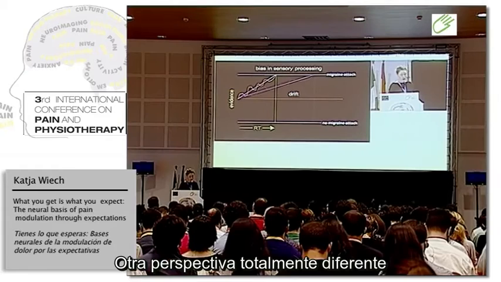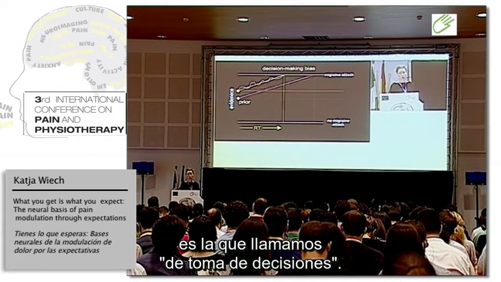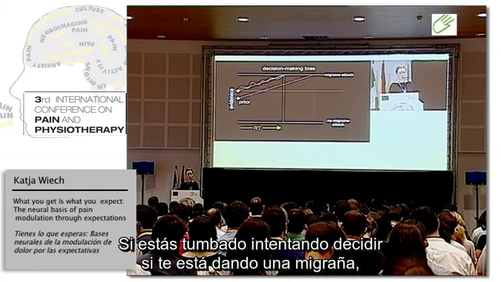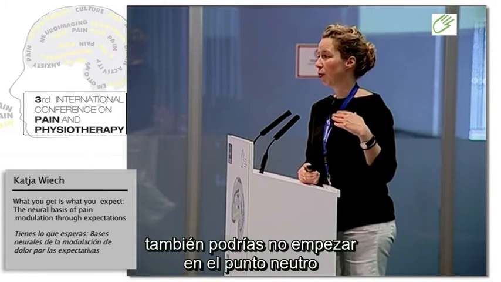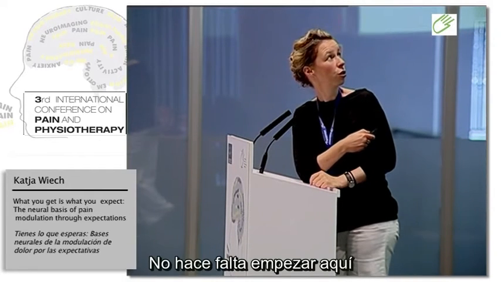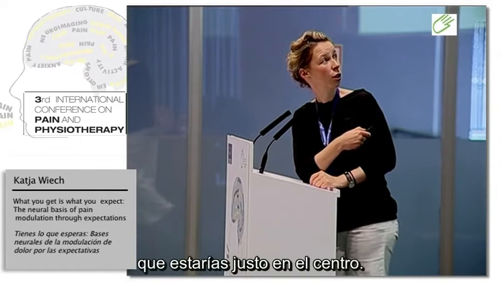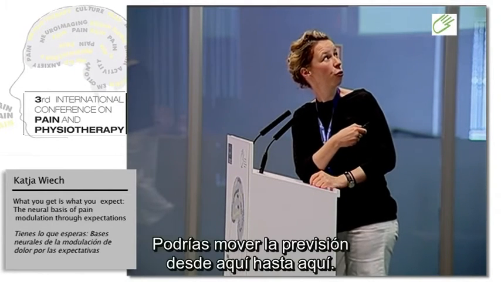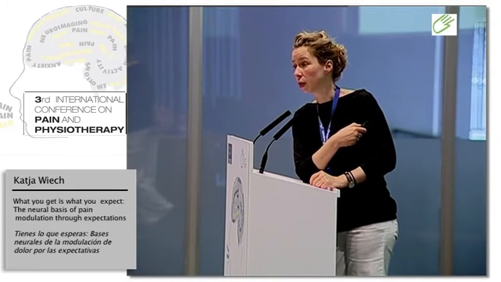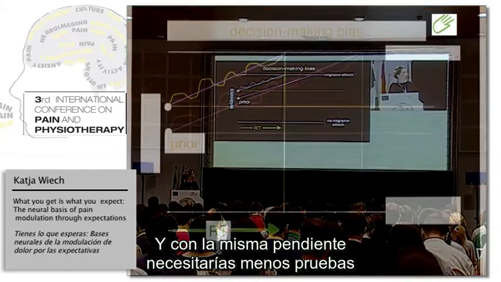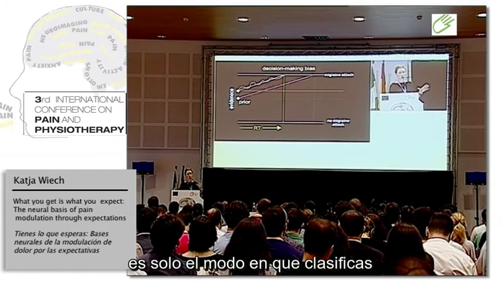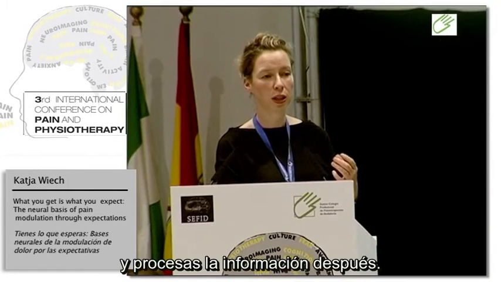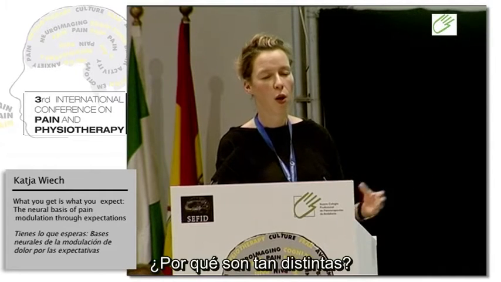A completely different bias from that is what we call a decision-making bias. So if you're lying there and you're trying to work out if you're getting a migraine attack, you could also not start at the neutral point between these two boundaries. So you don't necessarily have to start here, where you would be exactly between these two boundaries, but you could move your prior up from here to here, okay? And then with the same slope, you would need less evidence to reach that boundary. That's a completely different type of bias. It doesn't have anything to do with sensory processing. It's just the way you categorize and process information afterwards. Okay? Why are they so different?